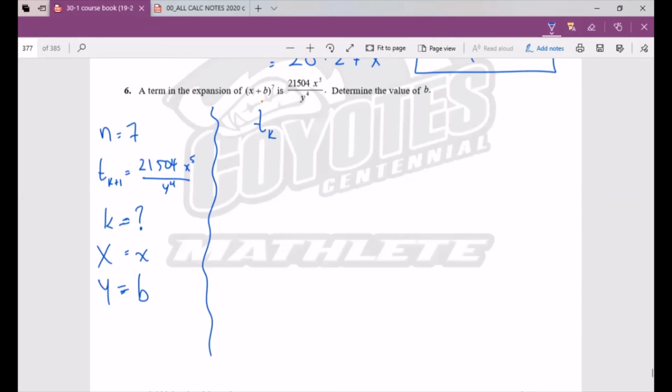So let's start off with our formula, tk plus 1 equals nCk, x to the n minus k, y to the k. On the left side, I actually have 21,504 x to the 5. On the right side, we have 7Ck. X is just X now, 7 minus k. And Y is equal to this unknown B, that's what we're going to try to find, B to the k.